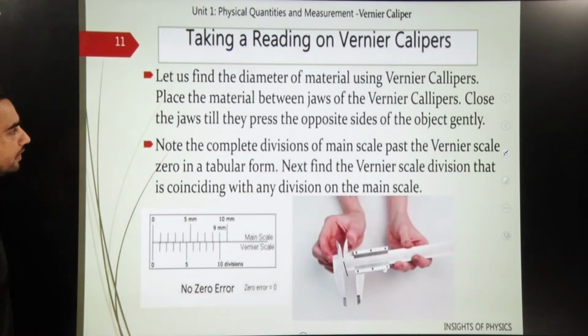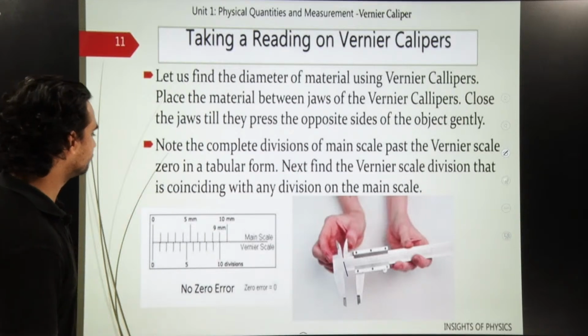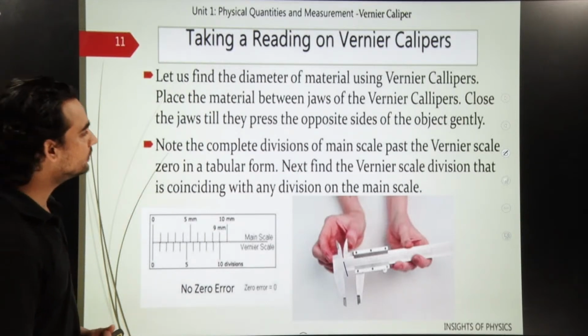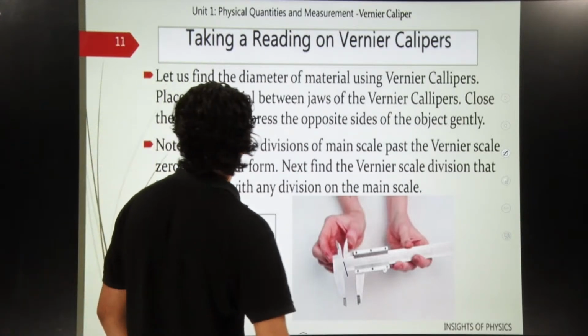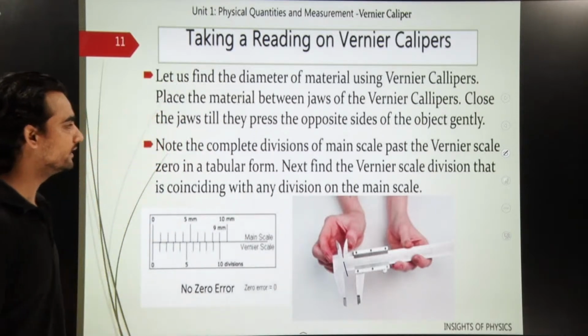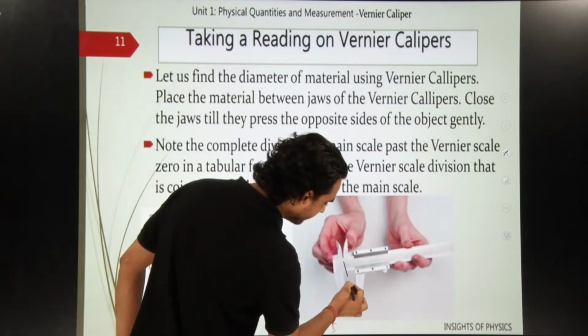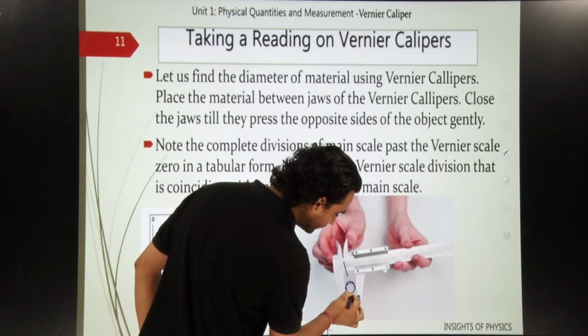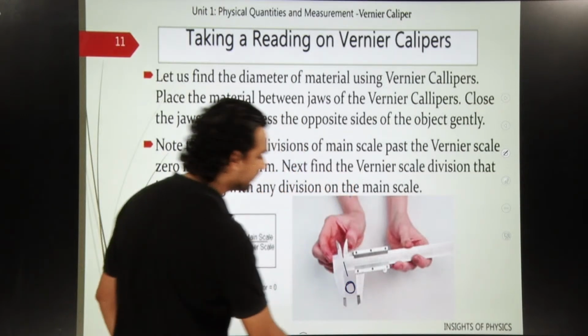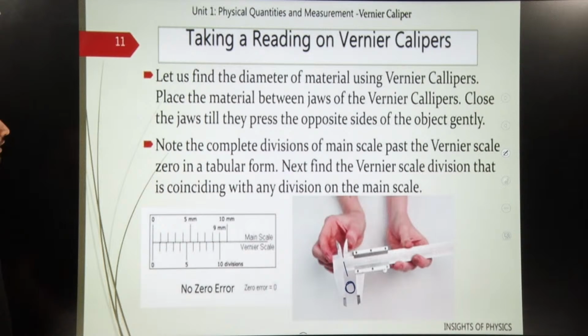So let us find the diameter of a material using a vernier caliper. Place the material between the jaws of the vernier caliper and close the jaws till they gently press the opposite sides of the object. I will keep my object here, and it is pressed from both sides. Note the complete divisions of the main scale past the vernier scale 0 in a tabular form. Let's understand what he's trying to say.